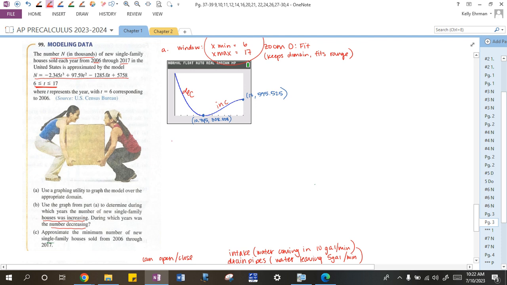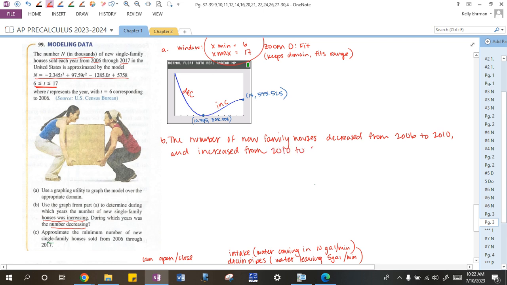So I'm going to say for part B, the number of new family houses decreased from 2006 to 2010 and increased from 2010 to 2017. The change happened sometime in 2010, so it's okay to just say 2010, you don't have to say 2010.745.